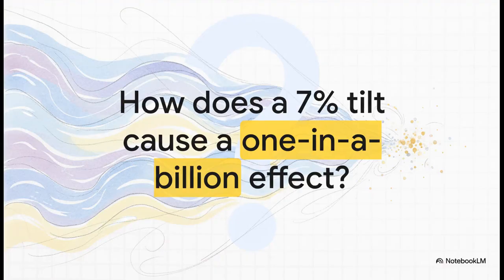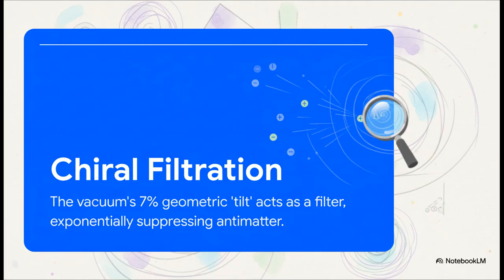But hold on, there's an obvious question here, right? How can a huge 7% asymmetry in the background radiation be connected to a teeny tiny 1 in a billion asymmetry in matter? The numbers seem totally out of whack. The answer is this concept called chiral filtration. The key is that the relationship isn't direct, it's exponential.